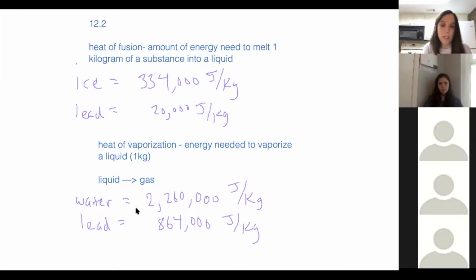And then for lead, it'd be the same thing. At its boiling point, which would probably be like 5,000 degrees, the energy required to make it go from liquid to gas would then be 864,000 joules per kilogram.